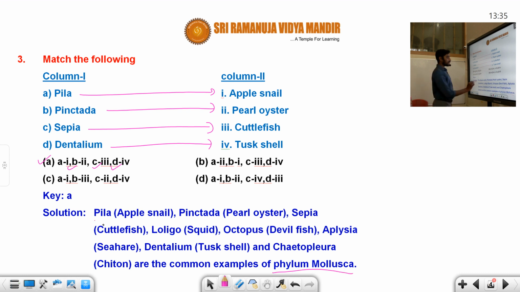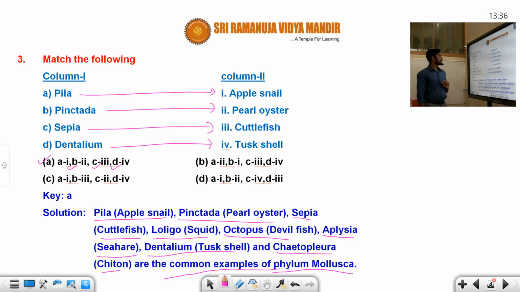You can see Pila is known as the apple snail, Pinctada as the pearl oyster, and Sepia as the cuttlefish. Loligo is not there in this match the following, but it is also an example for the phylum Mollusca, and so is octopus. Octopus, also called devilfish, belongs to the phylum Mollusca, and Aplysia, the sea hare, Dentalium, Chaetopleura and Chiton are common examples too. We discussed these examples of Mollusca already, and this is an NCERT based topic.